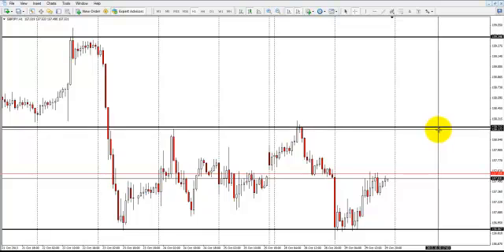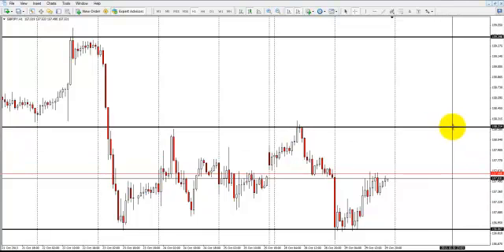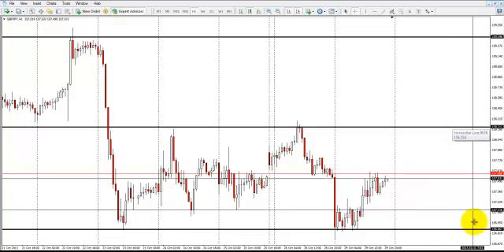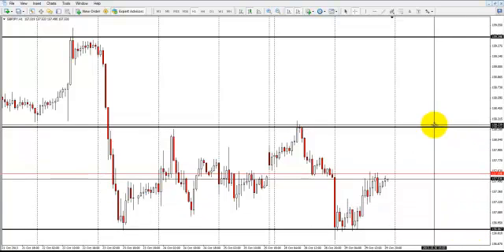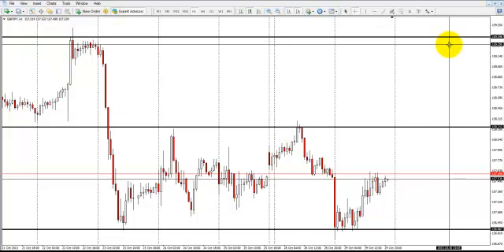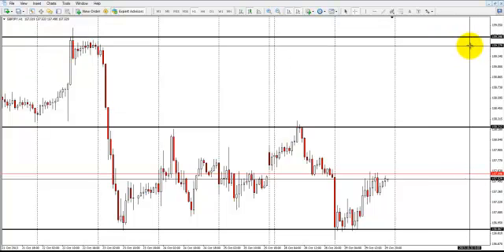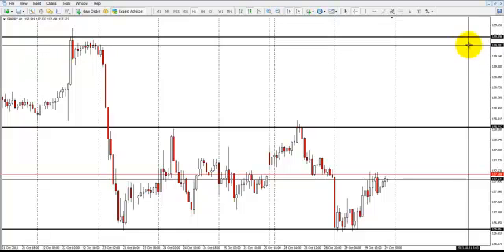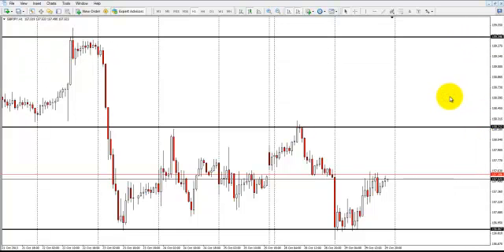I look for areas for it to bounce off this resistance level to trade back down to the bottom. But if it does break and close above this area, I may look for a buy opportunity back up to here. And then, like I said, once it gets here, I'm going to look for that sell opportunity.